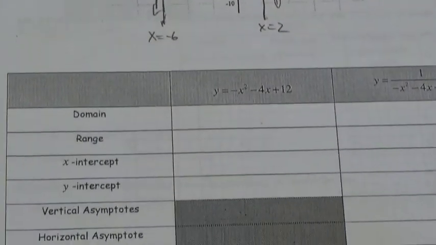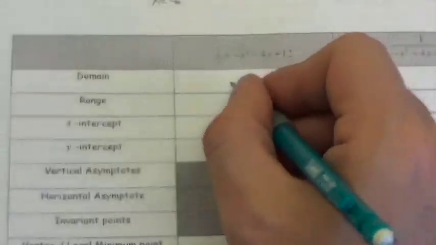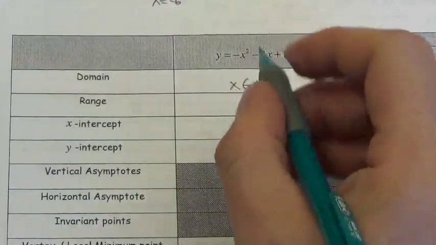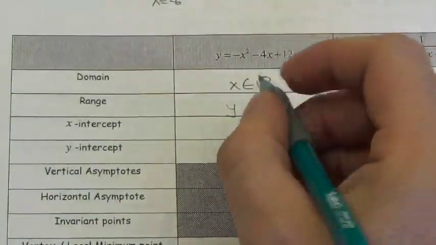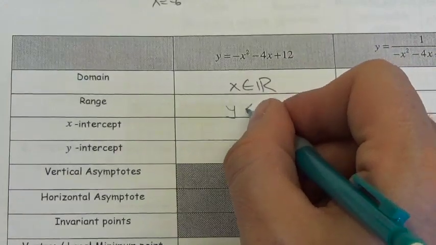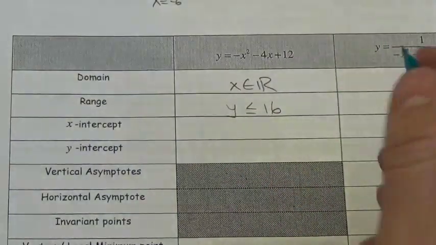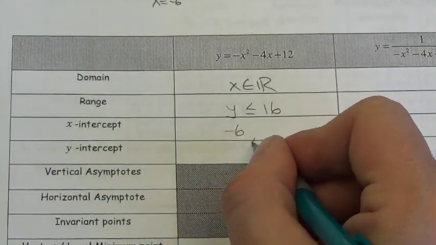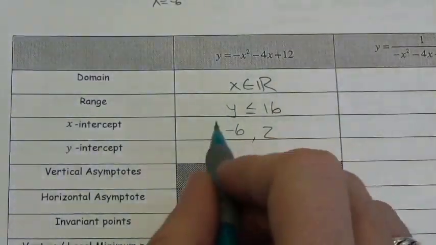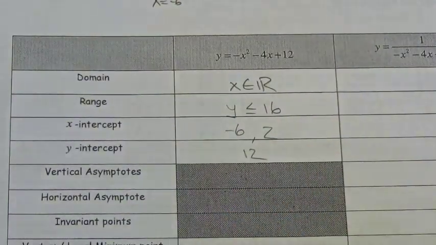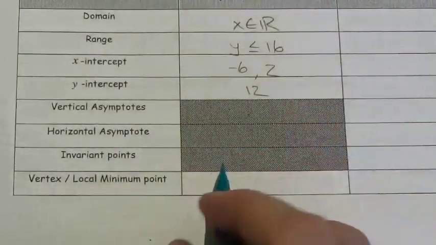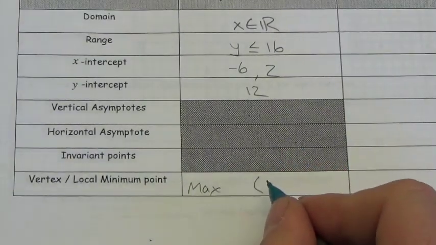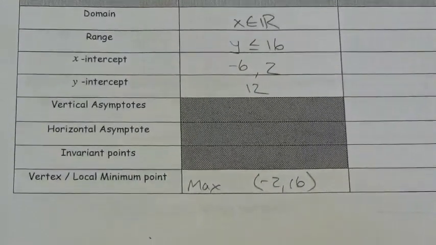All right, let's take a look at the properties here, the domain. For the original, again, it was just a regular old quadratic, so x is an element of the reals. The range, well, this parabola opened down from a maximum of 16, so it's going to be less than or equal to 16. The x-intercepts we knew were -6 and +2. And the y-intercept we discovered was 12. And then going down here, this thing had a max point at the point -2, 16.